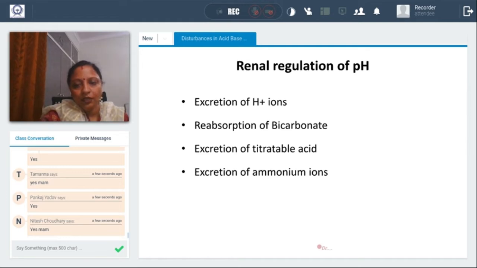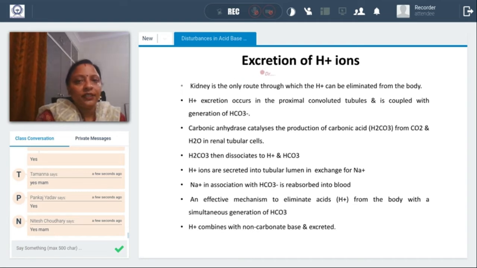We will take them one by one in the coming slides. First is excretion of H plus ions or hydrogen ions. The kidney is the only route through which H plus can be eliminated from the body. Hydrogen excretion occurs in the proximal convoluted tubules, PCT, and is coupled with generation of bicarbonate ions. Carbonic anhydrase catalyzes the formation of H2CO3 from CO2 and H2O in renal tubular cells. H2CO3 then dissociates into H plus and HCO3 minus, meaning bicarbonate ions. H plus ions are secreted into the tubular lumen in exchange for sodium ion. Sodium in association with bicarbonate is reabsorbed into blood. So the main aim is excretion of hydrogen ion, an effective mechanism to eliminate hydrogen ion from the body with simultaneous generation of HCO3 minus, and hydrogen combines with non-carbonate base and is then excreted.